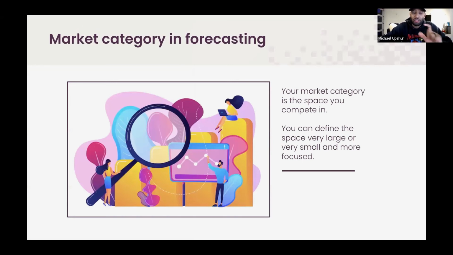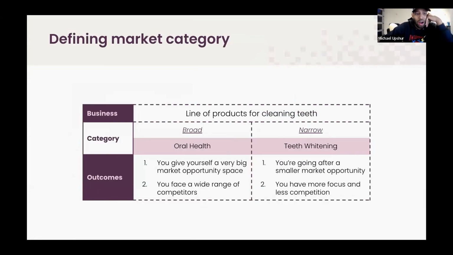So first, you need to define your market category. Your market category is the space that you compete in. So Apple competes in software, also in tech or cell phones, if you want to break it down to a technical level, right? For the category, you can define that space very large, or you can define it very small and a much more focused approach. So for example, let's assume you manufacture a line of products for cleaning teeth. You can define your category at the very broad level of oral health, right? And this would suggest that you offer all types of products like toothbrushes, toothpaste, dental floss, teeth whitening, and anything else related to your mouth, right?